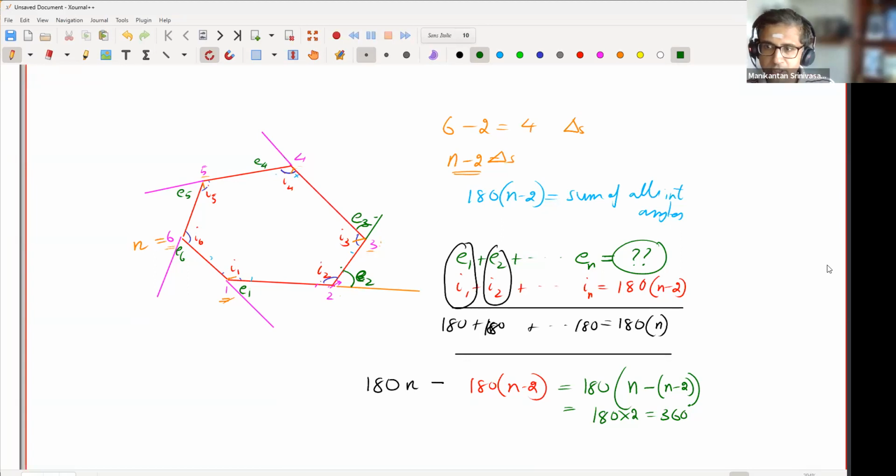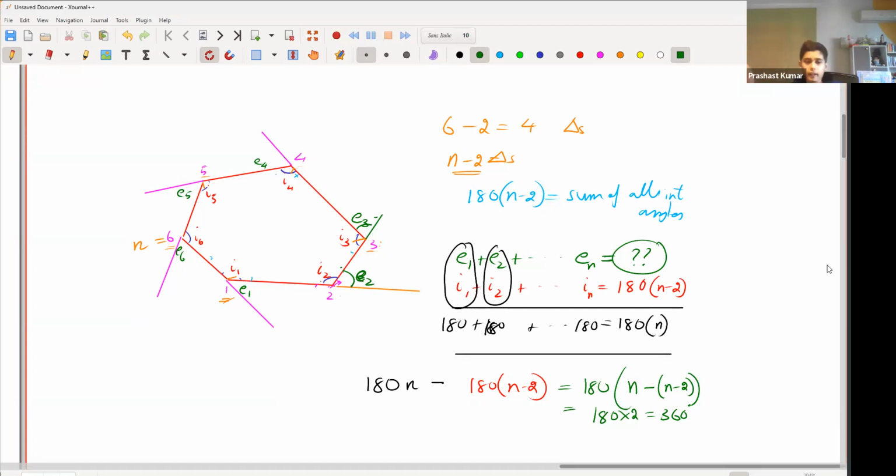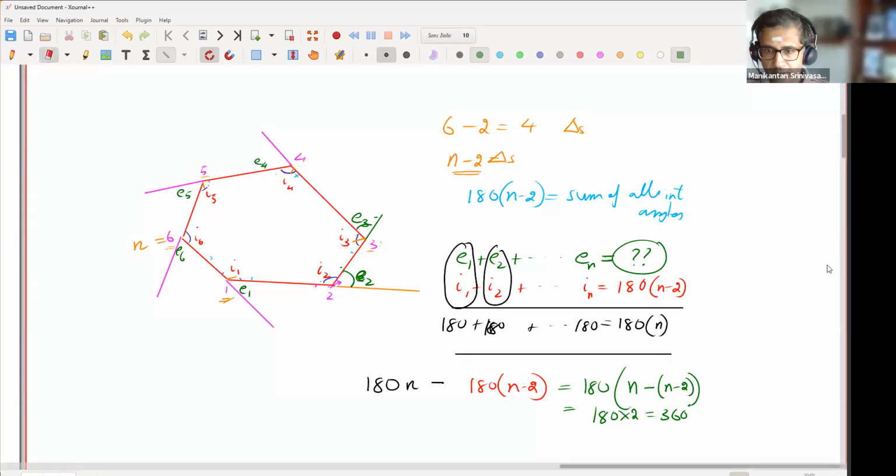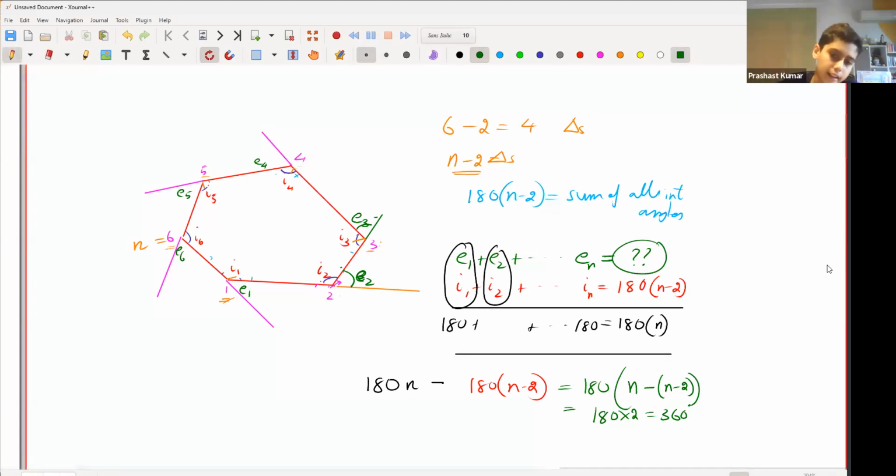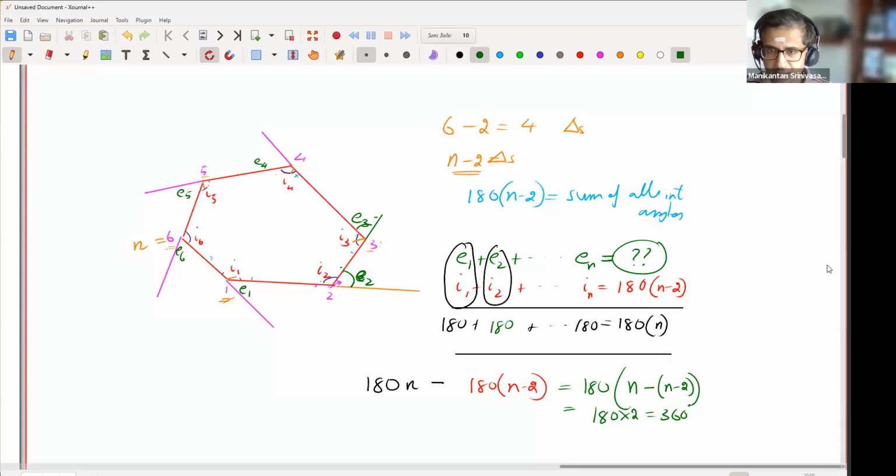Pause there. Prashast, do you agree? He said each exterior angle and each interior angle add up to 180. So each interior angle and its corresponding exterior angle will add up to 180, correct? Because it's a linear pair, correct. That's how we arrived at this entire black row, right? 180 plus 180 plus 180, and so on.